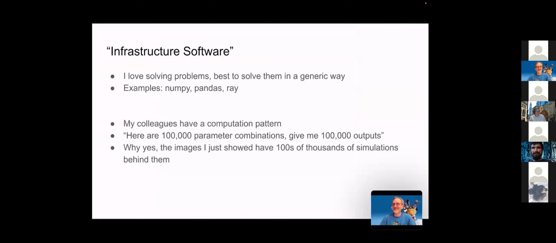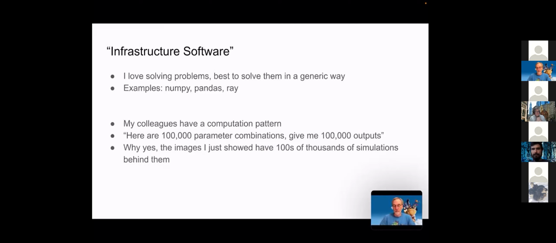So when you're involved in a project like this, you get tempted to write infrastructure software. And there's a lot of infrastructure software out there, right? If you're trying to solve a problem, you want to solve it in a generic way. And if somebody else has already written software, you should use it. Here are some examples in the Python community: NumPy, Pandas, and Ray. Ray is a distributed computing protocol that you folks have probably not heard much of, but it's used a lot in the cloud and machine learning community.